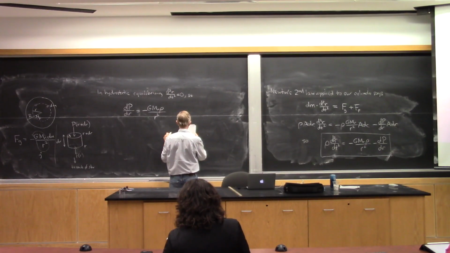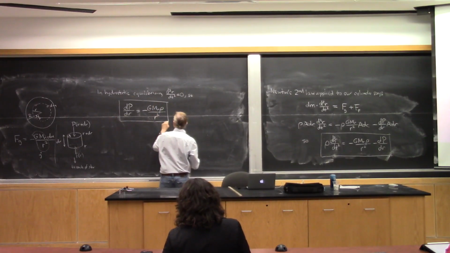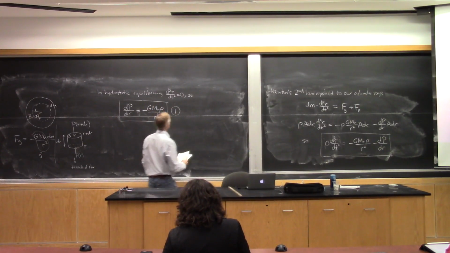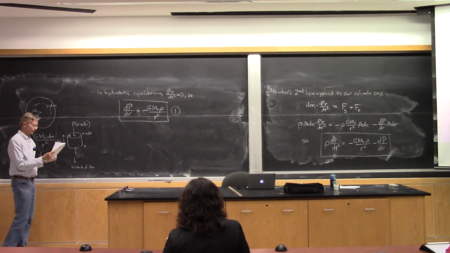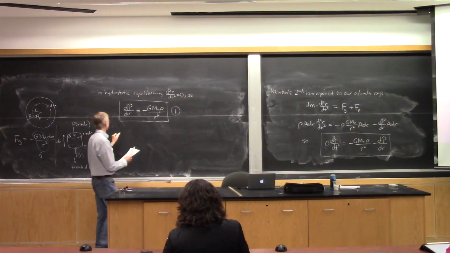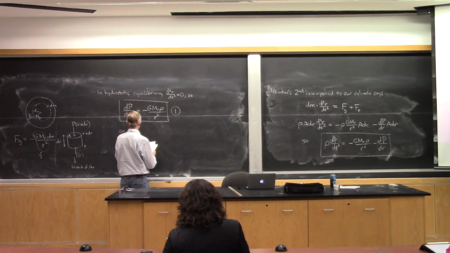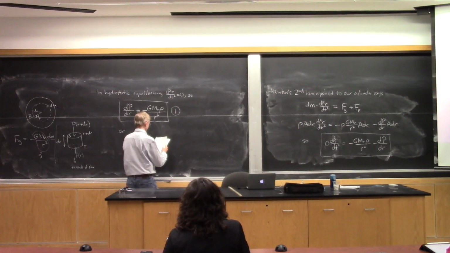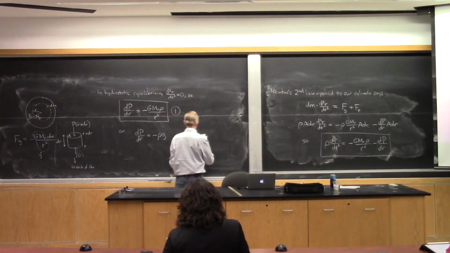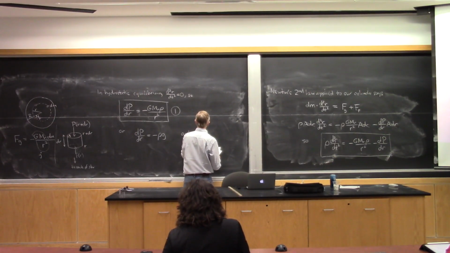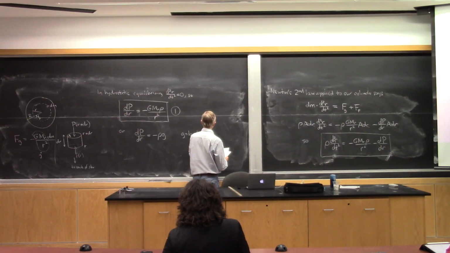Yeah, there you go. That's so important that it is hereby equation 1 with a circle around it, so we can keep referring to it later. Or if we like, we can say dp dr is equal to minus rho g, where g again is the local gravitational acceleration.